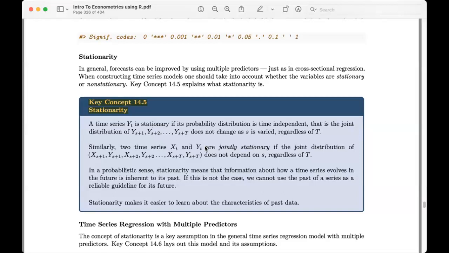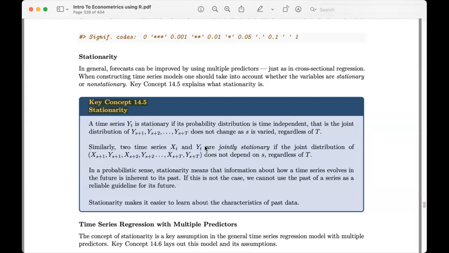In a probabilistic sense, stationarity means that information about how a time series evolves in the future is inherent to its past. If it is not the case, we cannot use the past of a series as a reliable guideline for the future. So stationarity makes it easier to learn more about the characteristics of past data.